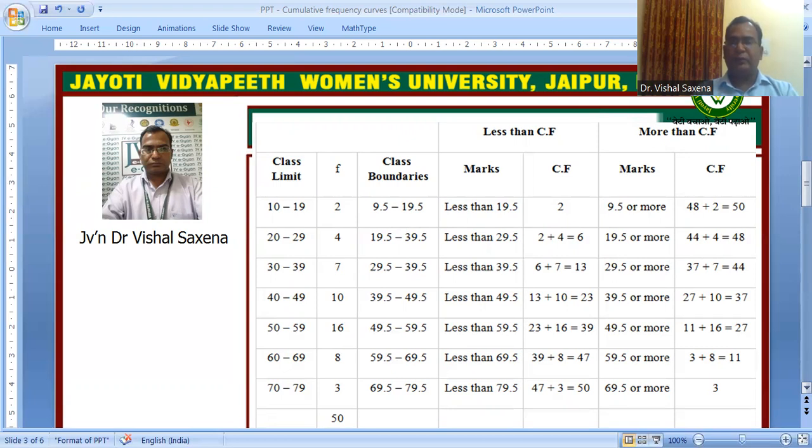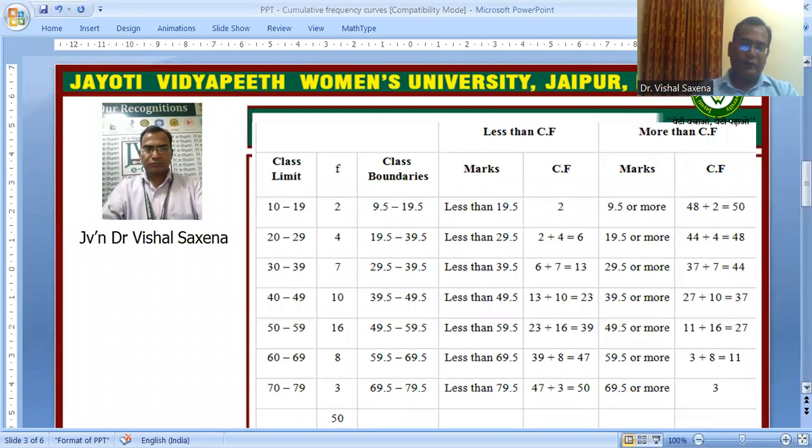Now these points will be plotted on our graph paper, on the XY coordinate system, and when these points have been marked, we have to join them. When these points are connected with each other, this curve is called the less than Ogive or the less than cumulative frequency curve.